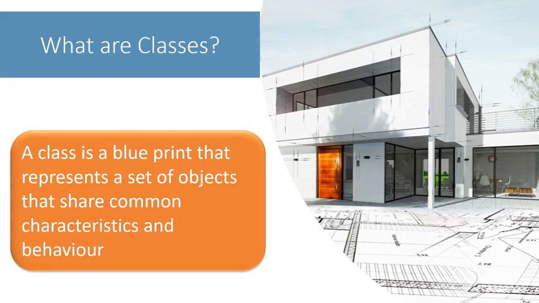Now let's take a look at classes. A class is a blueprint that represents a set of objects that share common characteristics and behavior. Let's try to understand this definition with the example of a house. An architect will have the blueprints for a house. Those blueprints will be plans that explain exactly what properties the house will have and how they are all laid out. However, it is just the blueprint. You can't live in it.